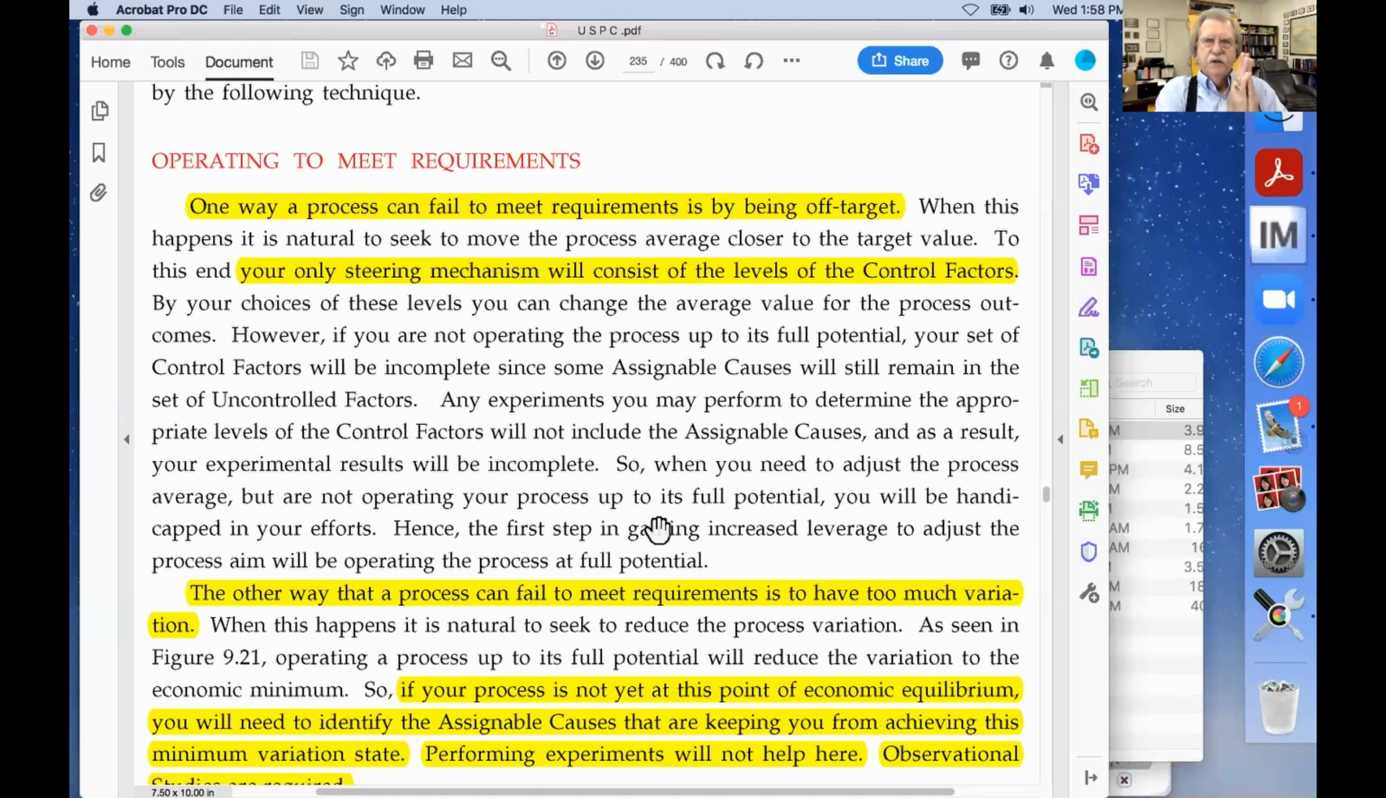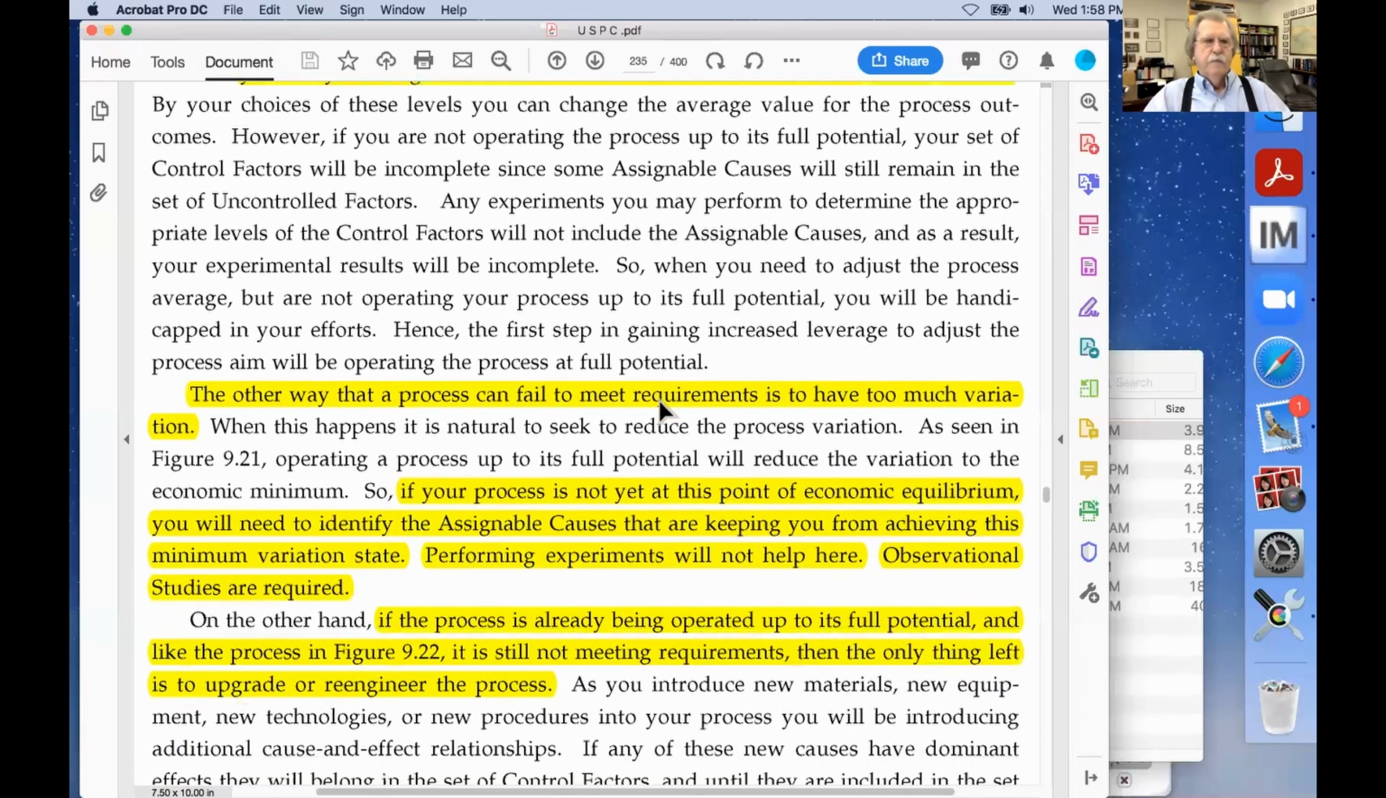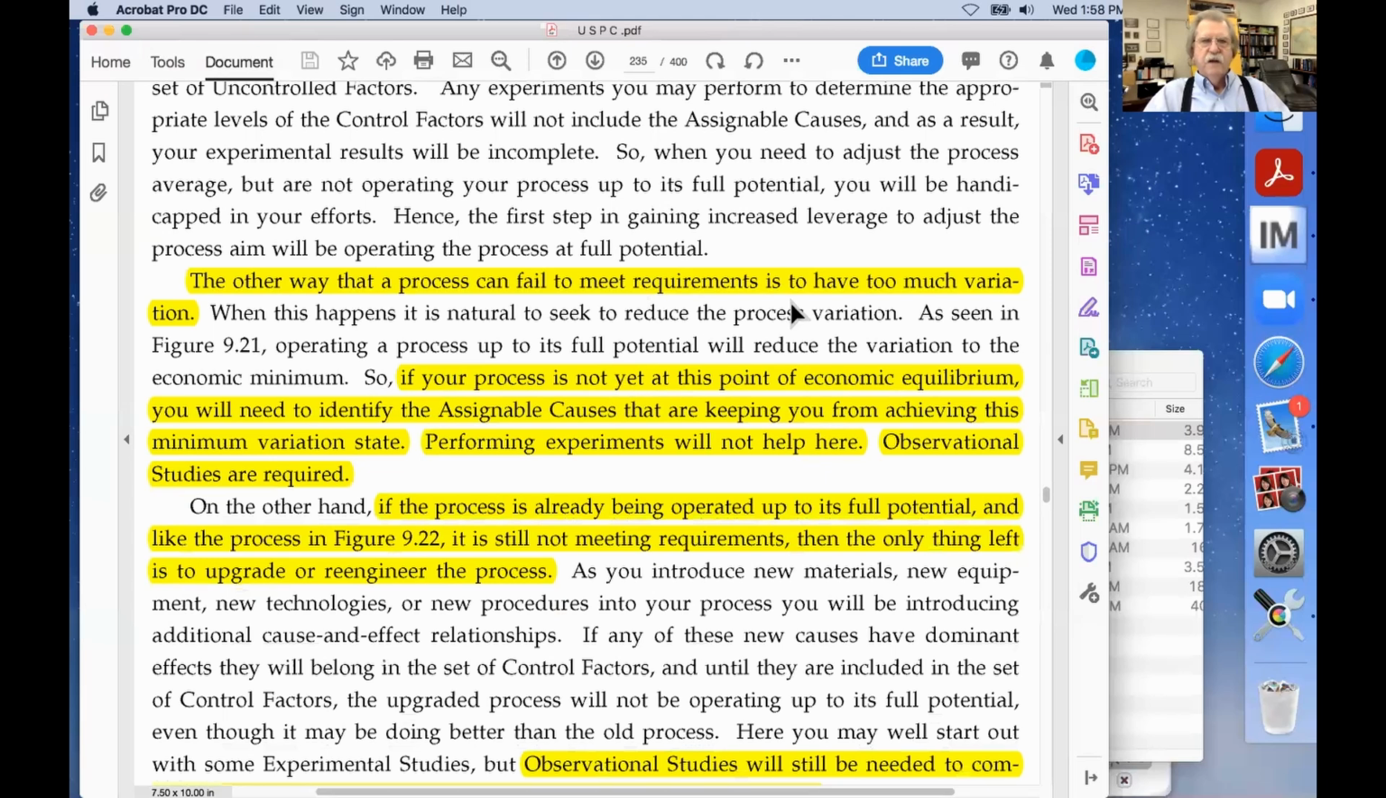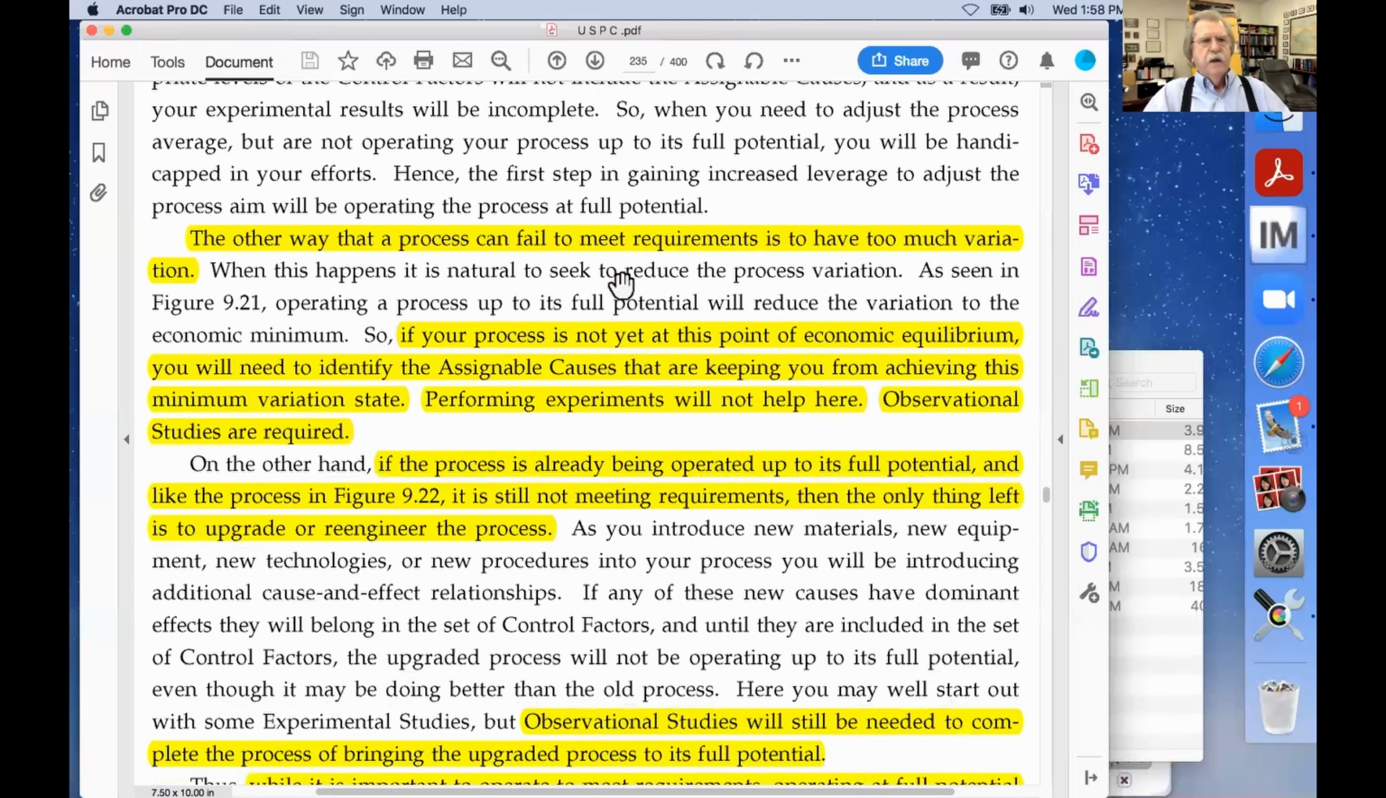If you have assignable causes, when the assignable cause changes, your process is going to change. And you don't have anything to do with it, except the fact that you're unaware of 14 and 16. So operating on target pretty much requires you to learn how to operate predictably. The other way a process can fail to meet requirements is to have too much variation. Again, if we have assignable causes, they're going to add to the variation in the product stream. But by finding the assignable causes and making them part of the control factors, we remove their variation from the product stream.